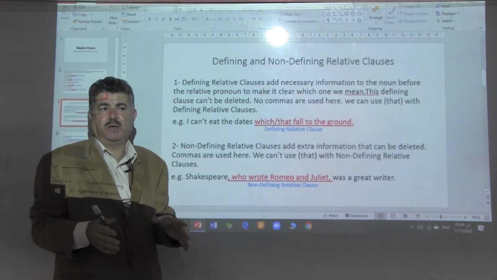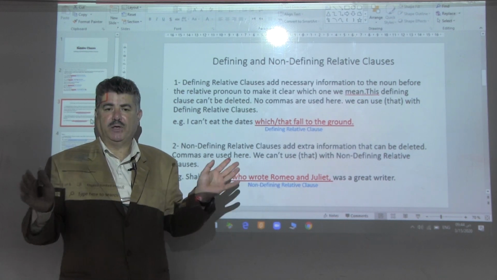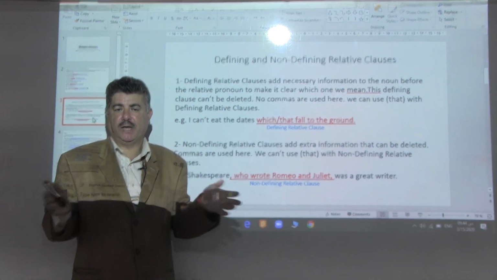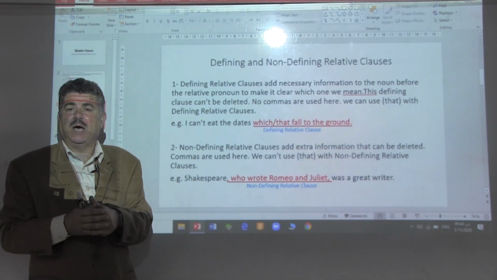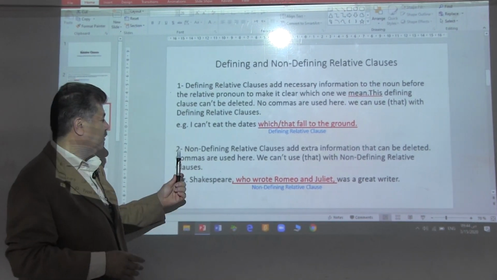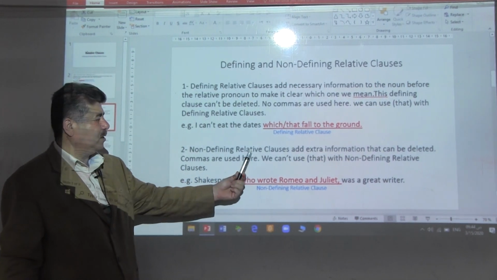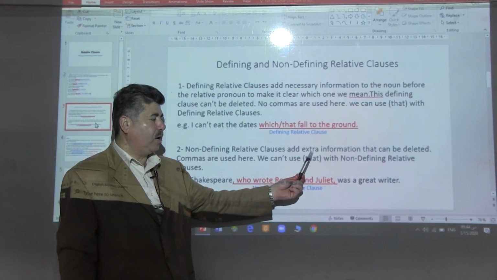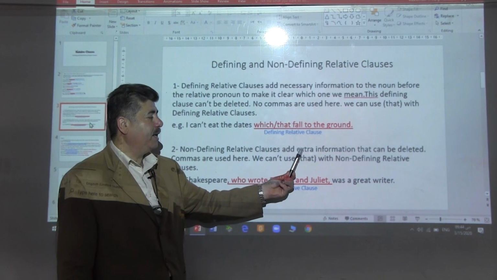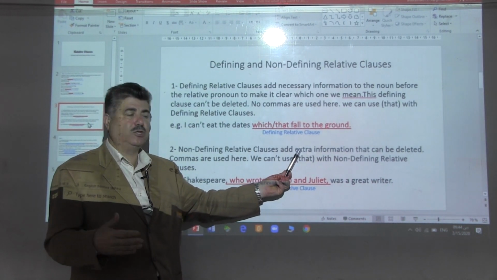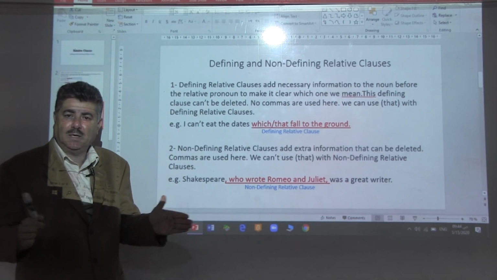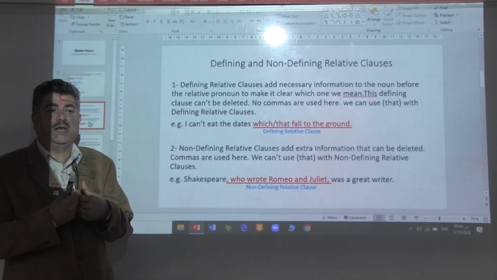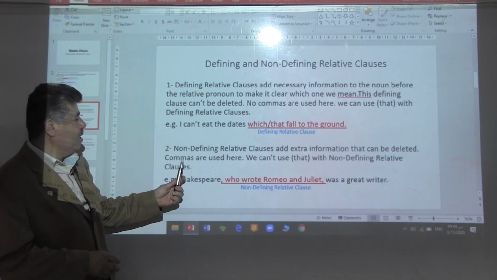Now, the second part of the defining clauses, we call it non-defining relative clause. This is like in Arabic, if you like say, الجملة المعترضة. It gives just extra information. We can delete it without affecting the meaning, without changing the meaning of the sentence. So non-defining relative clauses add extra, not necessary information. Additional information that can be deleted. We can take it out. We can leave it out from the sentence.